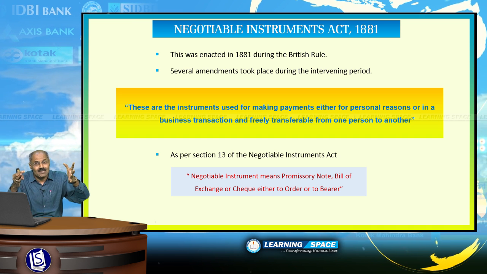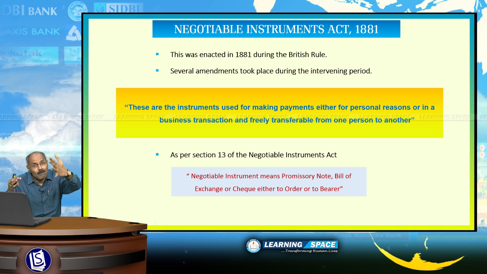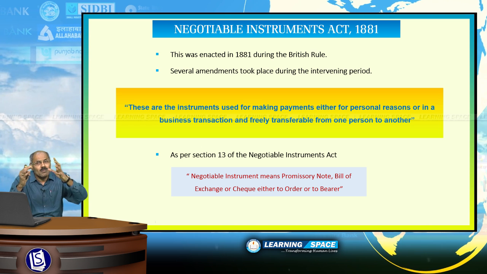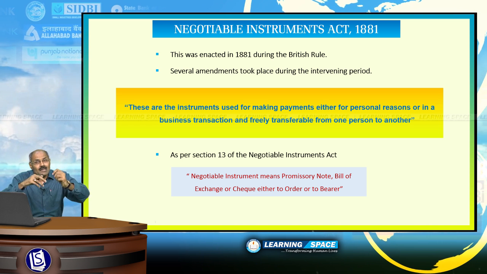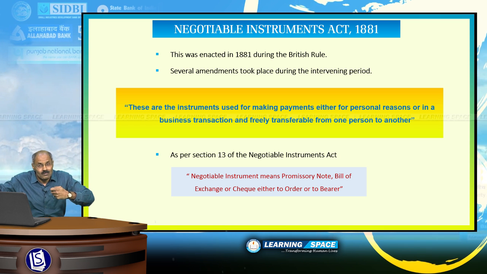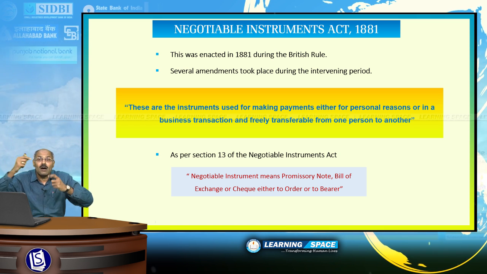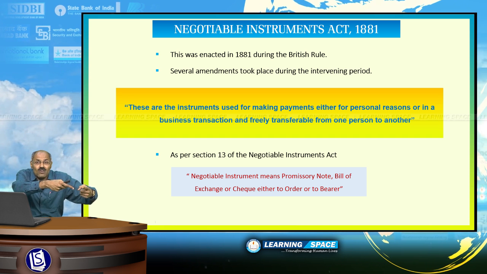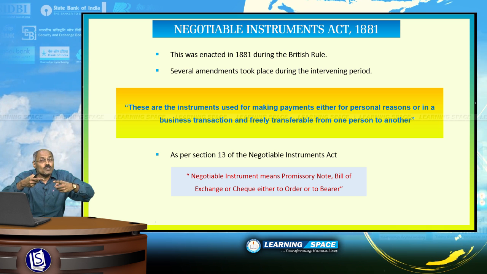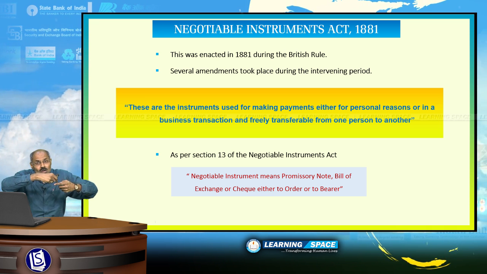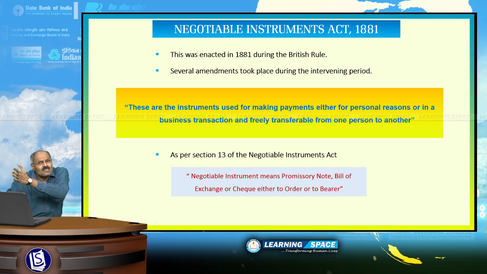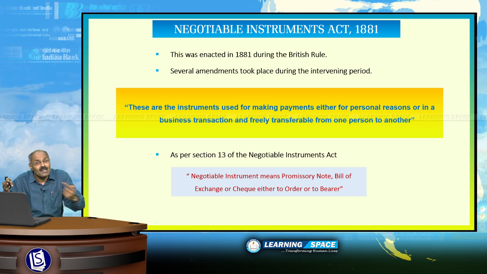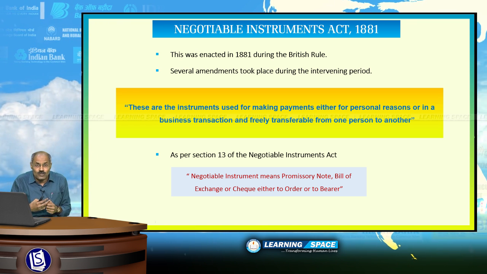It is the old act enacted in 1881 during the British rule, and subsequently several amendments took place. Negotiable instruments are the instruments used for making payments, and they are enforceable in a court of law. They are used either in personal capacity or in business, and these instruments can be enforceable, right?